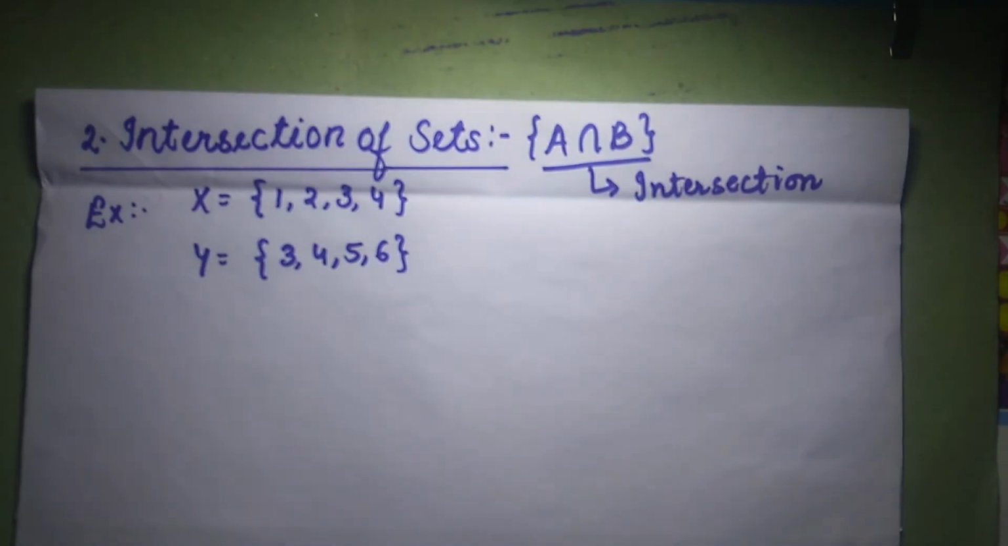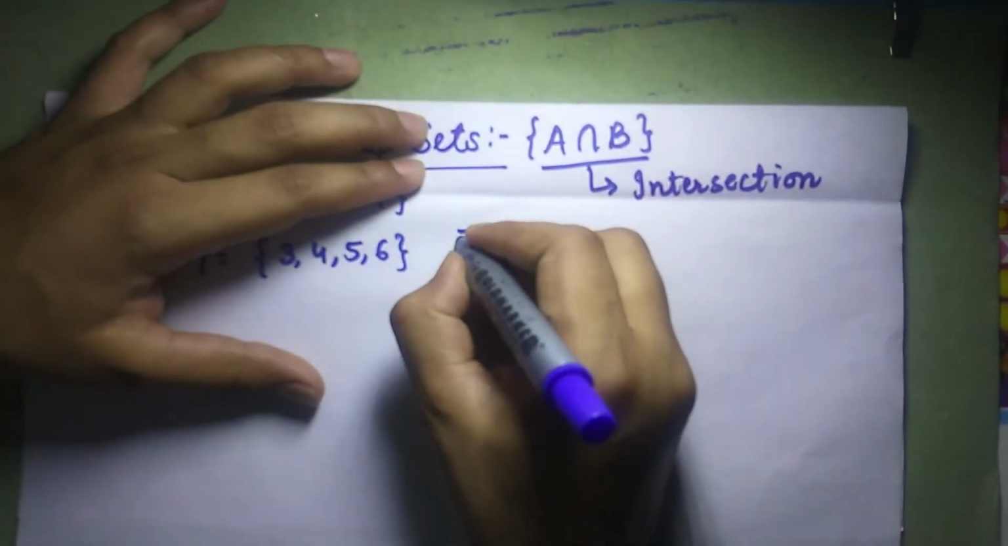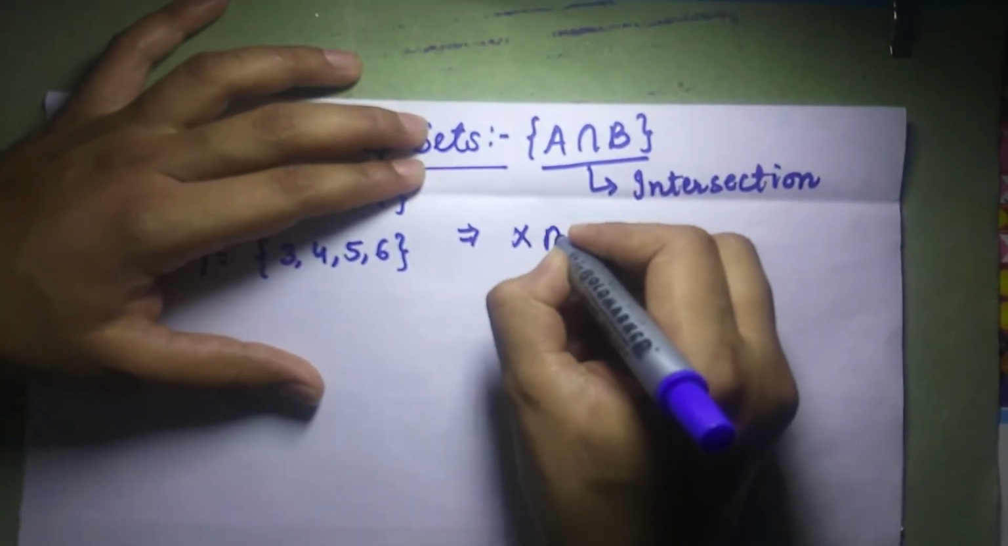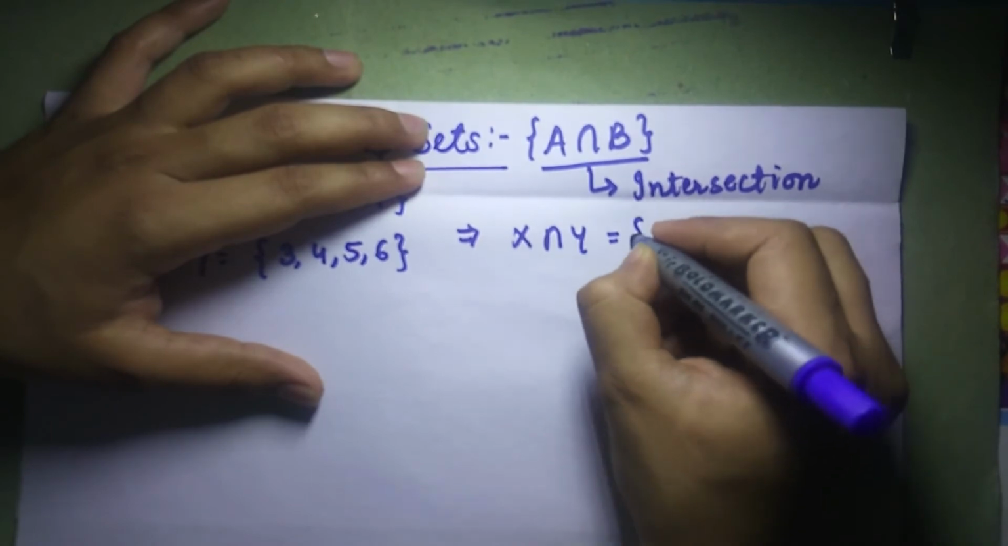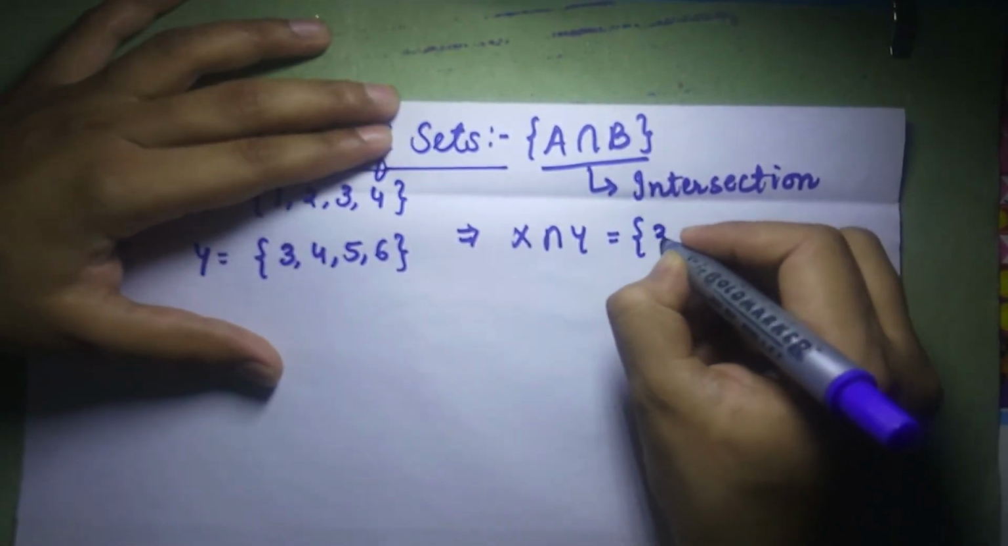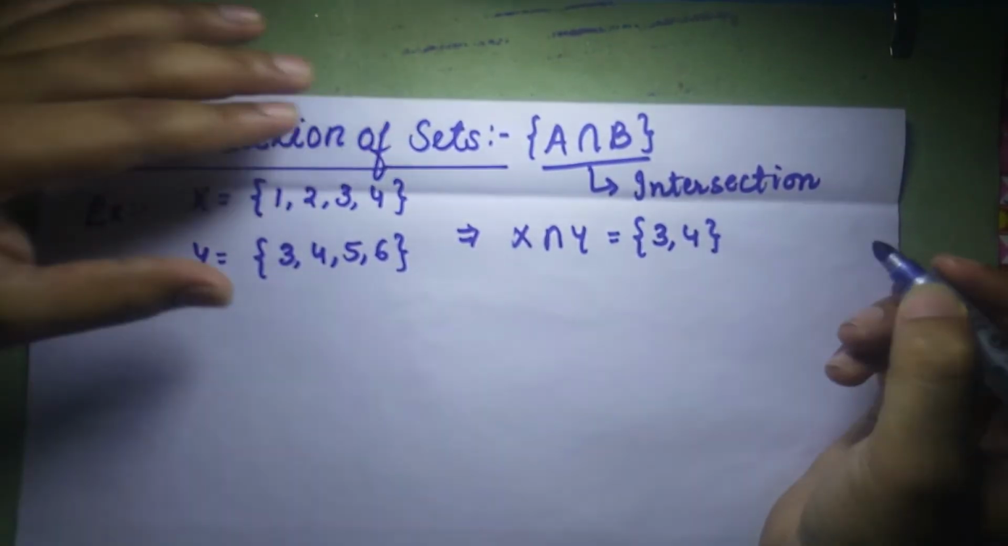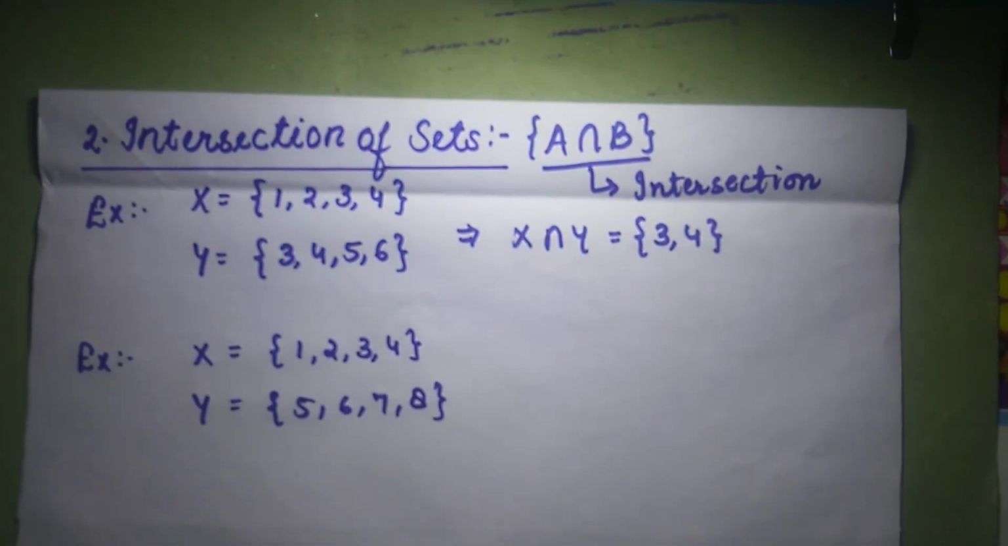So in the sets X and Y, both of them have 4 elements. X has 1, 2, 3, 4, and Y has 3, 4, 5, 6. There are 2 common elements between them, 3 and 4. So what do we do? X intersection Y. What is X intersection Y? 3, 4.